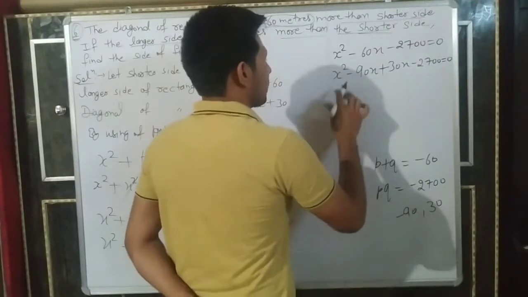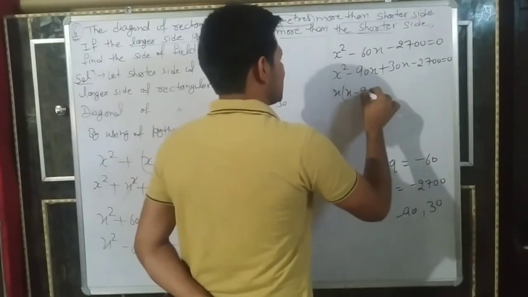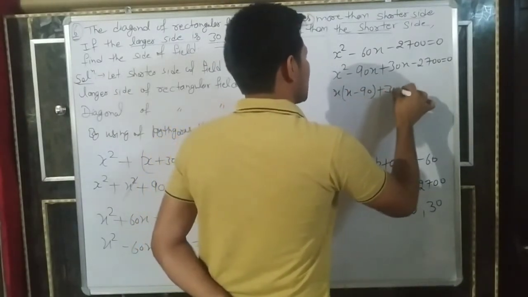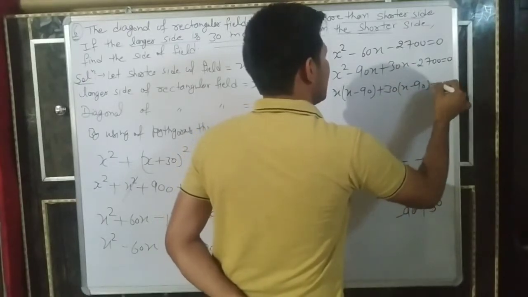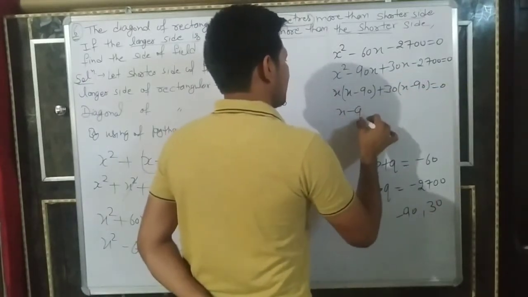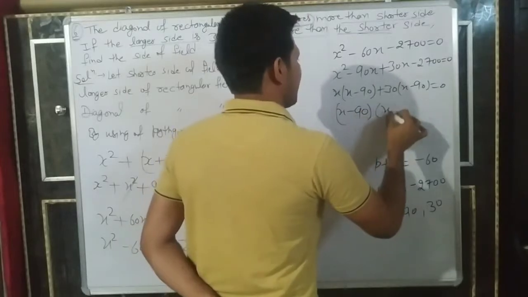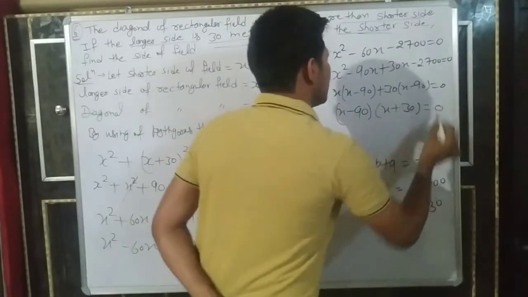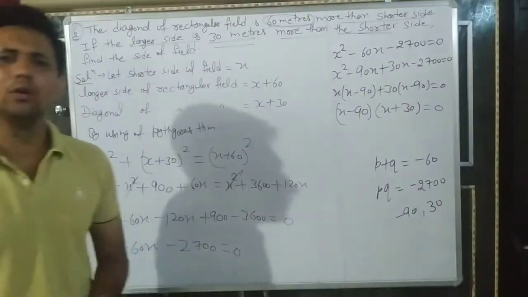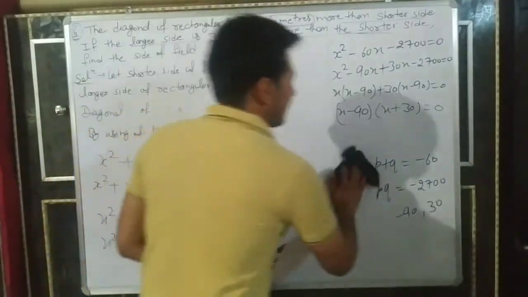So what becomes? You can write x square. What is common? Common is x. x minus 90, plus 30, x minus 90 equal to 0. x minus 90 is common. What remains? x plus 30 equal to 0. Understand? Because we have many questions of the same type.